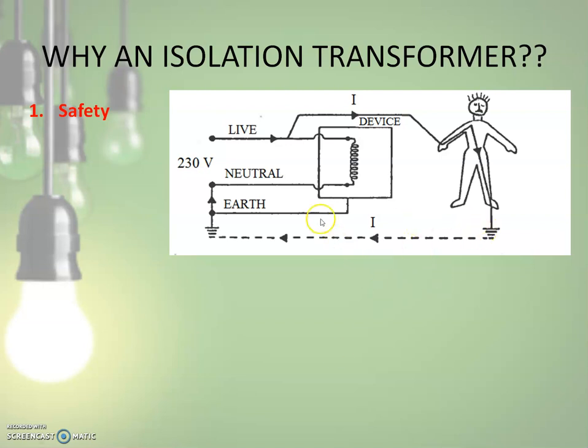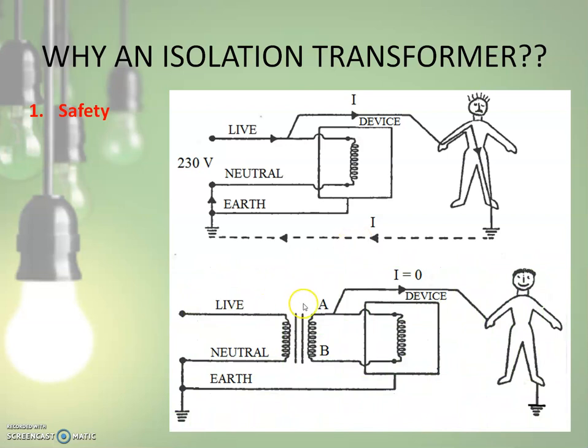So basically, if there is no isolation transformer and a person is touching the live wire, maybe when he is servicing an equipment, he may get a shock because he is grounded and the system is also grounded. So this will form a closed circuit and he will experience an electric shock.